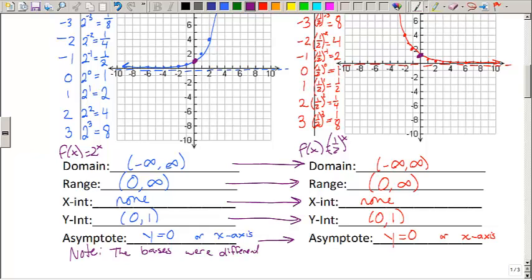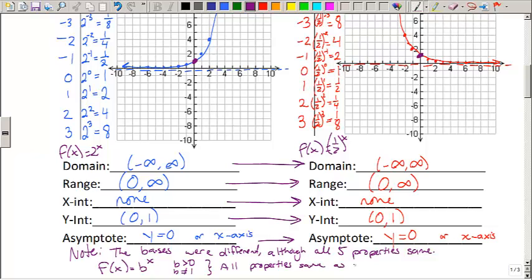Although all 5 of the properties were exactly the same. And that's going to happen every time you have a function f of x equals b to the x, where b is greater than 0 but not equal to 1. Your domain, your range, your x and y intercepts, and your asymptote will all be the same as the above two functions.